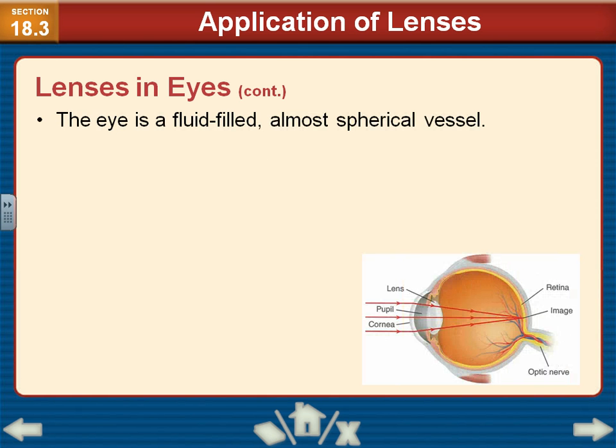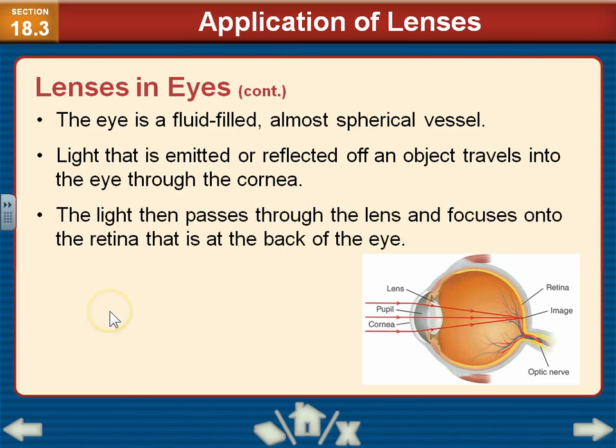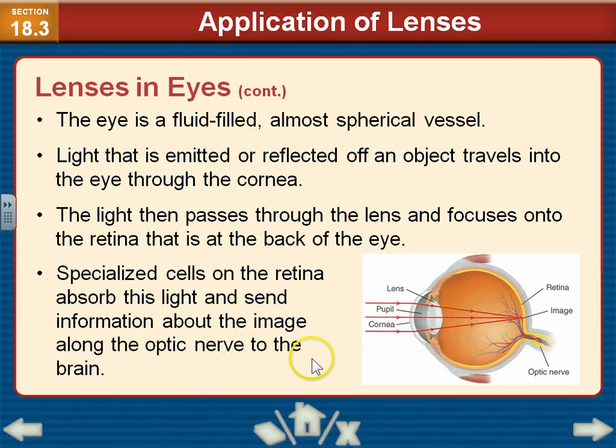Okay, so let's take a look at the human eye. It basically is pretty much a spherical vessel with a lot of liquid in it. There's a couple of pieces to it. The light that is emitted or reflected off an object is going to pass in, as represented by these red rays. The light passes through the lens, so we've got the lens up here, and it ends up focusing back here someplace on the retina. And if you have good eyes, you're going to get a nice clear image back there.